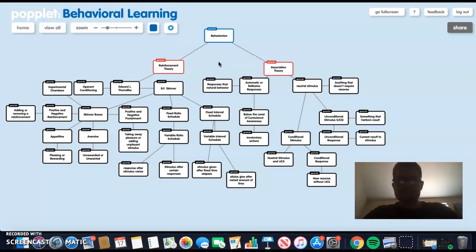If it was every 5 minutes, he would only give him the food every 5 minutes. Variable ratio schedule is basically the opposite of that. Stimulus would be given, let's say, over the course of a week. Within the course of a week, he's giving them either more in 1 week or less in 1 week to see how the responses would engage that. It's basically just a different time variable.